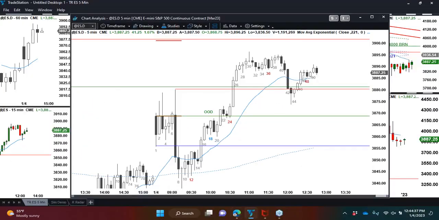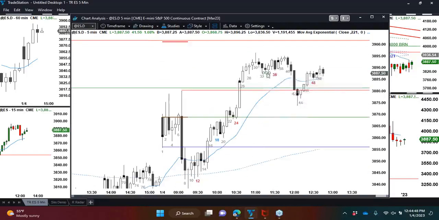So here, one of my thoughts is leg one, pull back, leg two, testing the open of the day. I think the open of the day is going to be a magnet going into the day. And we could easily get down to it. So open of the day. That's one target.